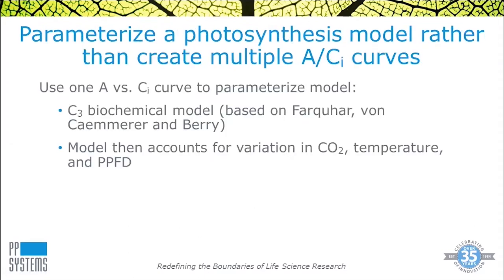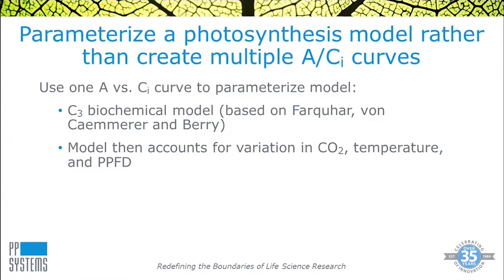So rather than doing multiple ACi curves under lots of different conditions, it's much easier to parameterize a photosynthesis model with an ACi curve than it is to create multiple ACi curves. So we use one A versus Ci curve to parameterize a model. And the model that everyone uses is a C3 biochemical model based on Farquhar, von Caemmerer, and Berry.